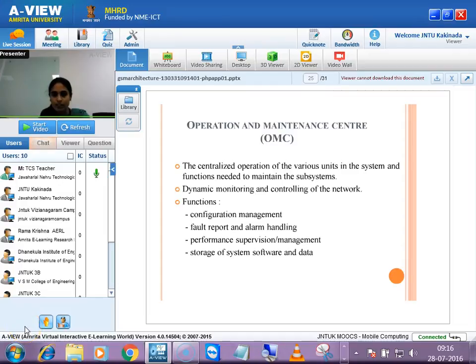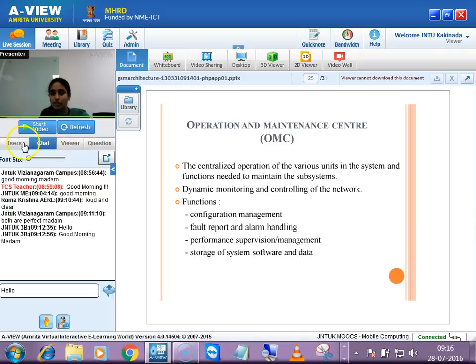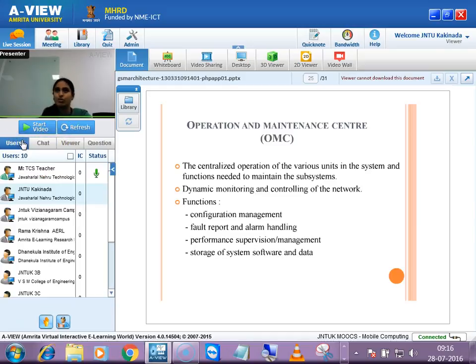Under the operation and maintenance center, as I told you, the same thing will be happening. Centralized operation for various units in the system, and functions needed to maintain the subsystems. In order to work, it will be providing some keys and some algorithms from which the MSC will choose which algorithms to take up, like for authenticating the user. For the authentication process, some keys will be exchanged. These keys will be exchanged from the HSS.